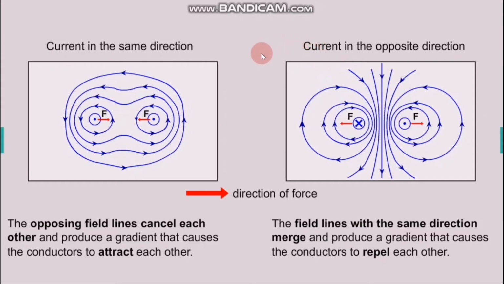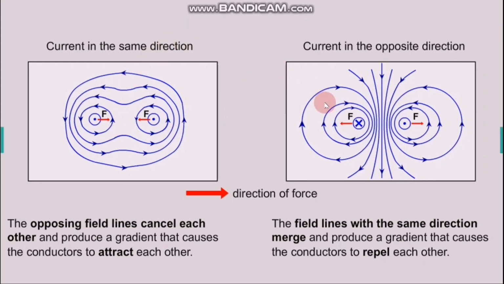And to explain the situation, let us take a look at this diagram. On the left, where the current in the parallel conductors flows in the same direction, the opposing field lines at the center will cancel each other, producing a weaker magnetic field here. While at these two sides, the magnetic fields are stronger and will push both conductors inwards where they attract each other. And by this, we can say that when the current flows in the same direction, it produces a force of attraction in between the two parallel conductors.